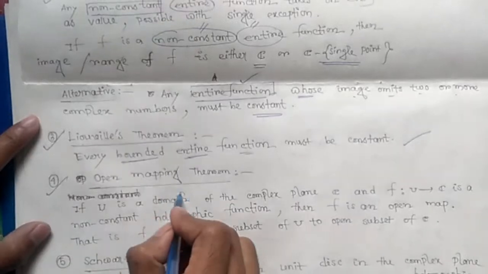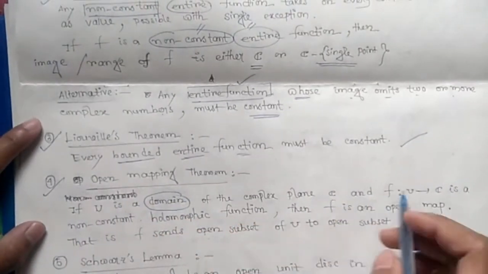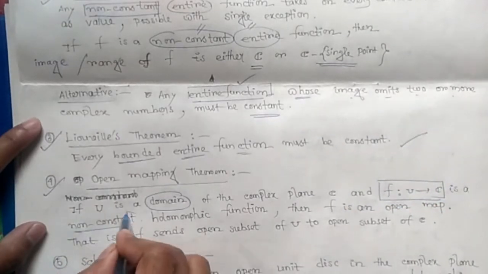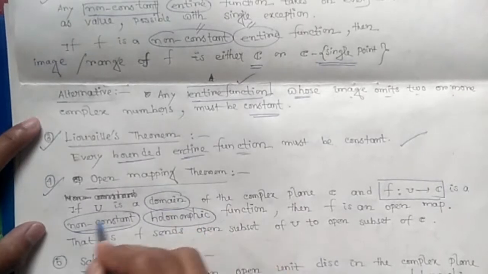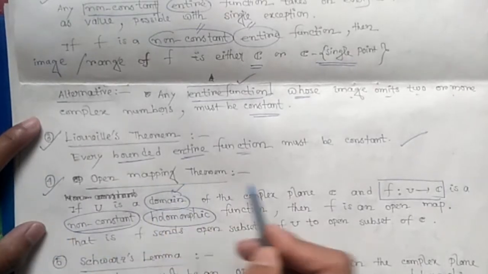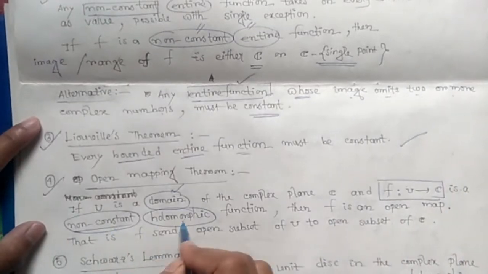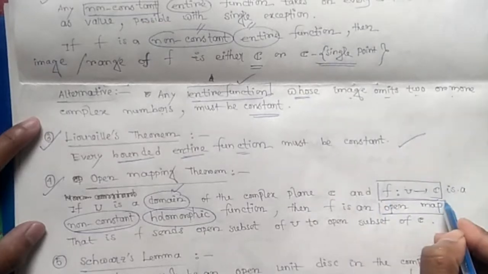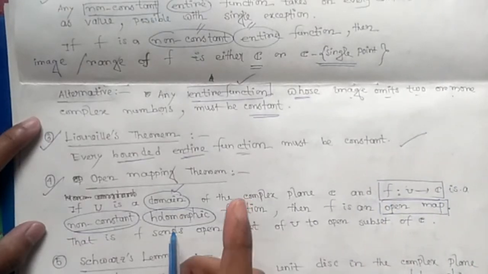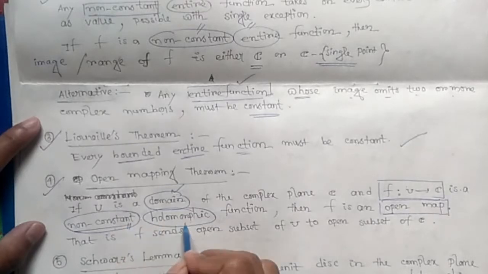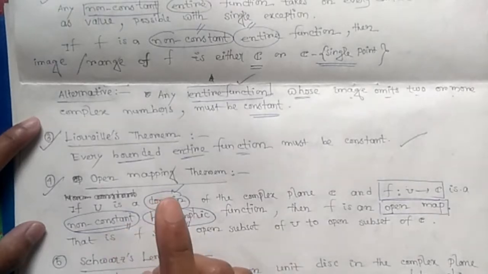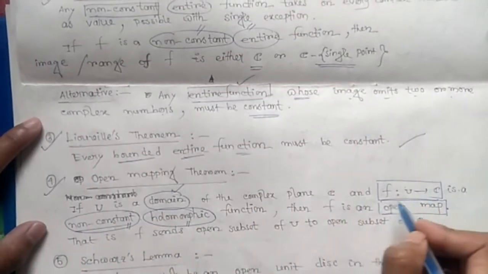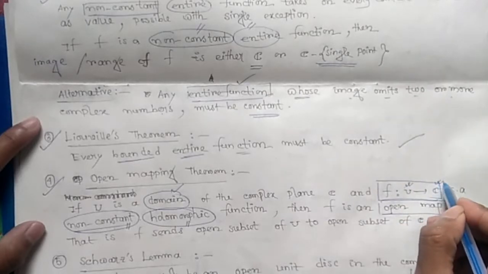Let U be a domain, and f from U to C is a non-constant holomorphic function. Then f is an open map. First of all, f is non-constant holomorphic, that is, analytic. A non-constant analytic function is an open map. It means f sends an open subset of U to an open subset of C. Simple.